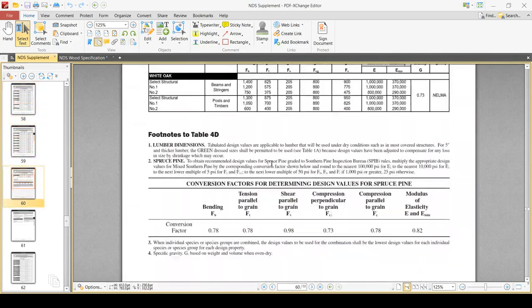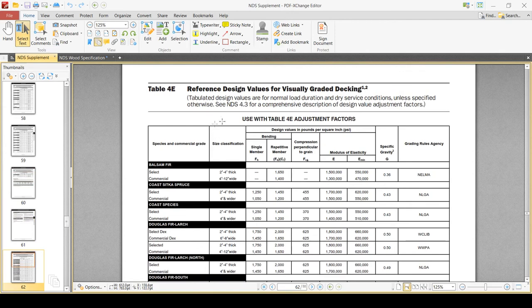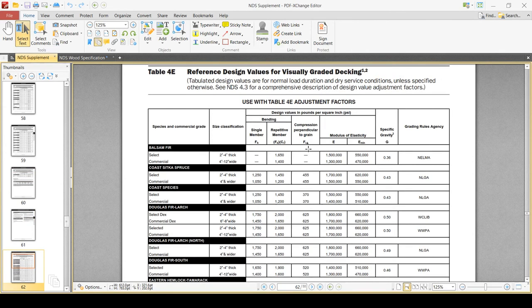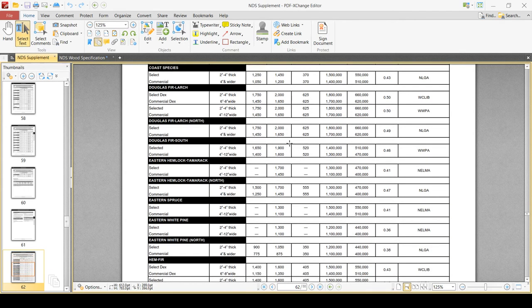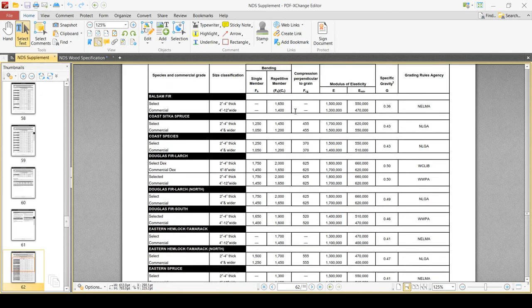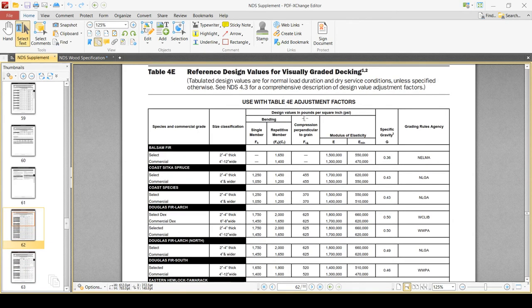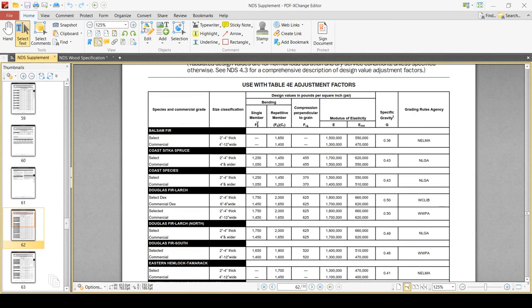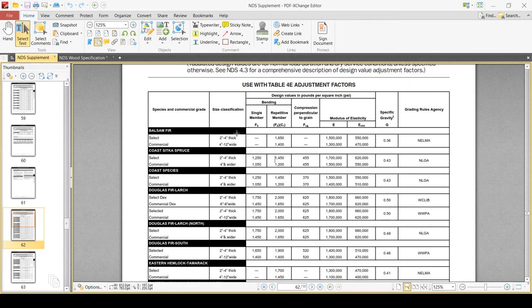Okay, and then there are a couple other reference design value tables. There's table 4E, our reference design values, visually graded decking. Decking is another type of product that I'm not going to talk about much in this course, simply because it's not directly related to a lot of the types of structures that I'm instructing for. It's more like commercial decking rather than the deck you'd have on the back of your house. It's a little bit different. These also have a lot of factors baked into them that we haven't considered yet, like the repetitive member factor and some other things that I don't want to get to yet.